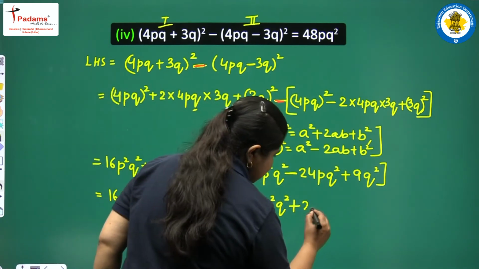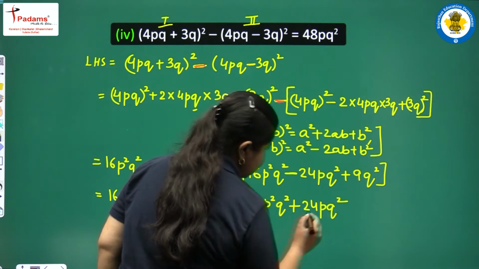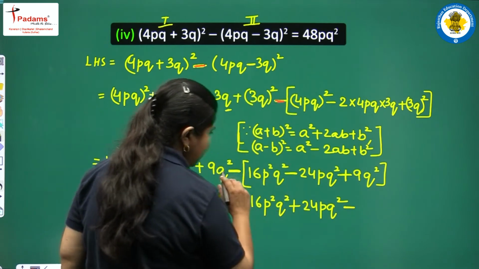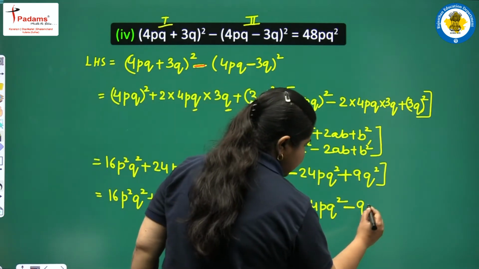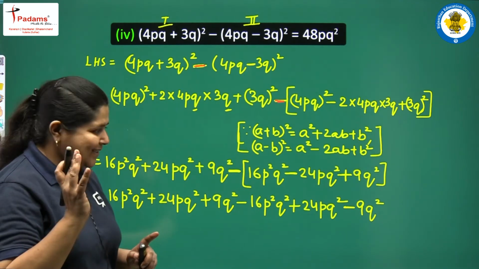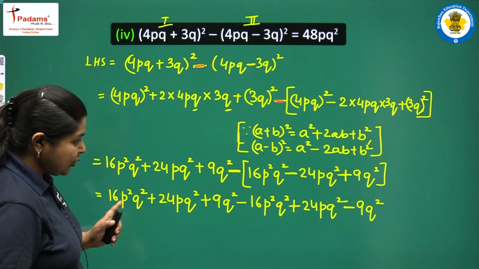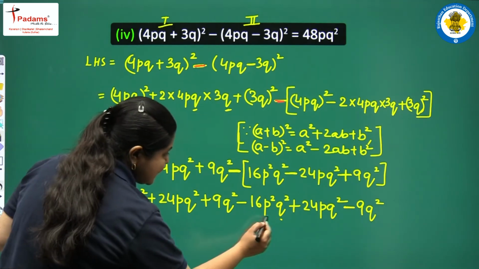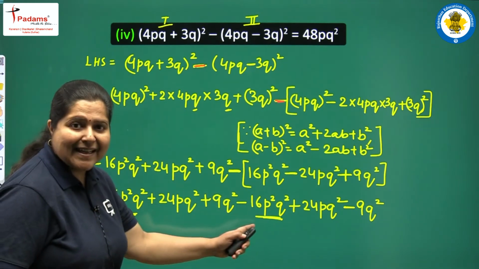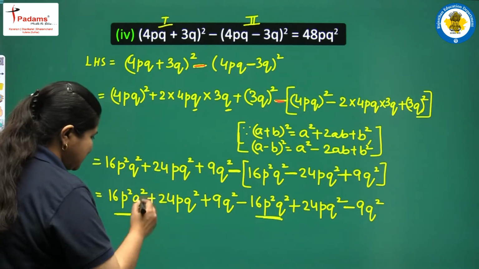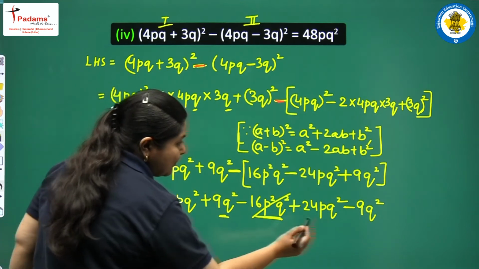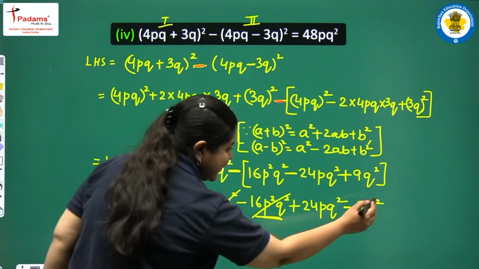This will be 24 p q square. Again this minus and this plus on multiplying we will get minus, minus into plus is minus, and here 9q square. Now we have no brackets, now we will look out for like terms. देखिए आप 16 p square q square, this one and again 16 p square q square, ये है like terms, but here this is plus 16, this is minus 16. So we can easily cancel these two like terms. Then we have here 9q square minus 9q square, again cancel these two terms.